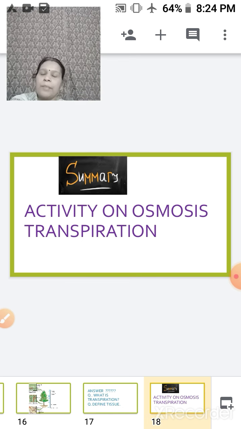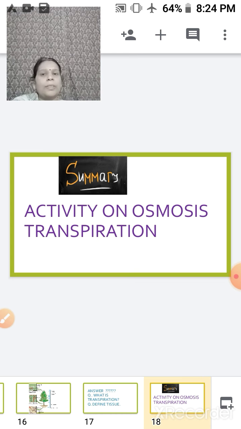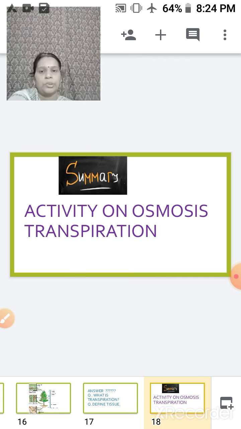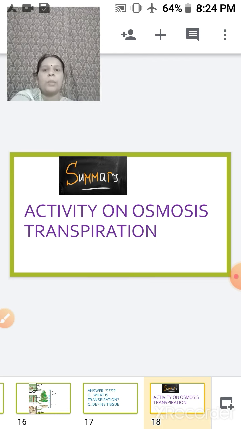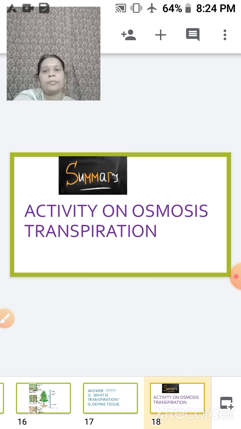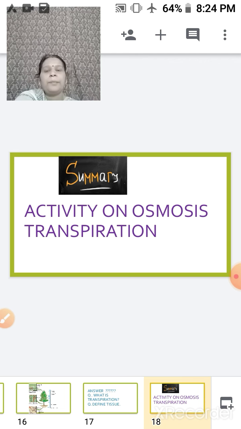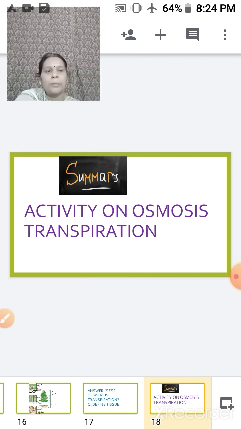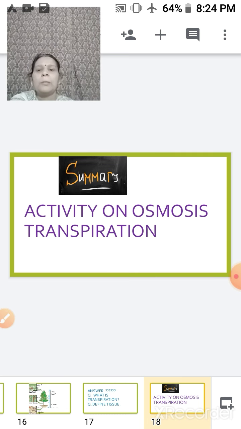Today what we have done is one activity on osmosis with the help of your potato and the sugar solution, and we saw how the water has entered within the cells of the potato, and we talked about transpiration. We talked about the suction pull that is created by the plants.